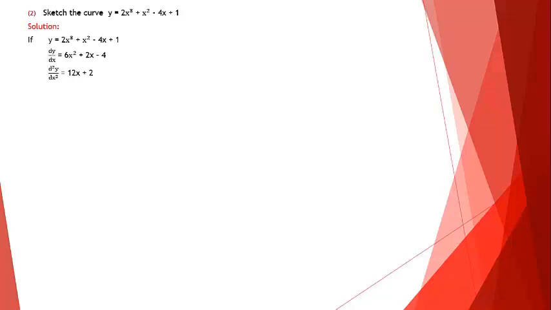Now pause the video and try out this question by yourself. Sketch the curve y equals 2x cubed plus x squared, take away 4x plus 1. Finding the maximum and minimum turning points will help to give a general idea of the shape and the position of this curve.